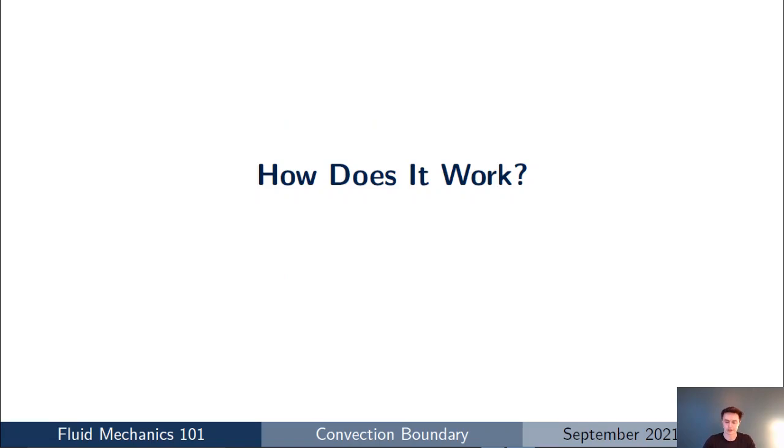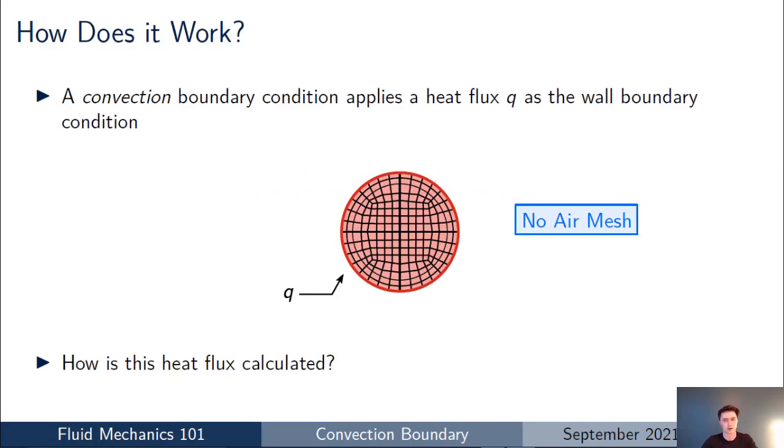So the big question of this talk is, how does it work? How does a convection boundary condition work? It needs to in some way replicate those flow structures that would be developed on the outside surface of the pipe if we were to mesh them. The trick with a convection boundary condition is that the CFD code will apply a heat flux boundary to the outside surface of that pipe that we selected. So we're not applying a fixed temperature of 15 degrees anymore, we're actually applying a heat flux boundary condition.